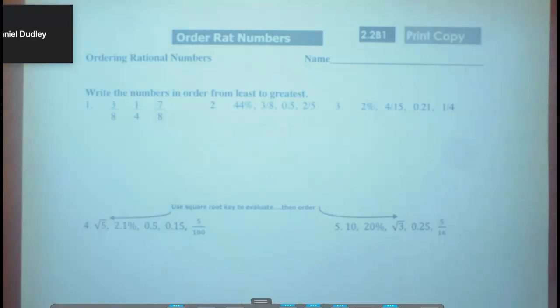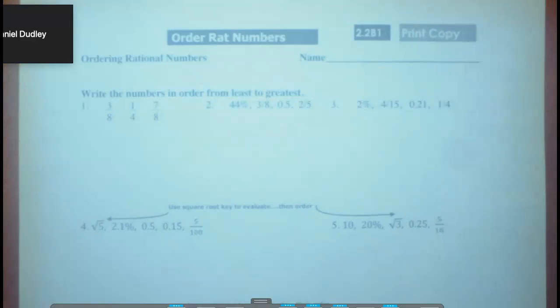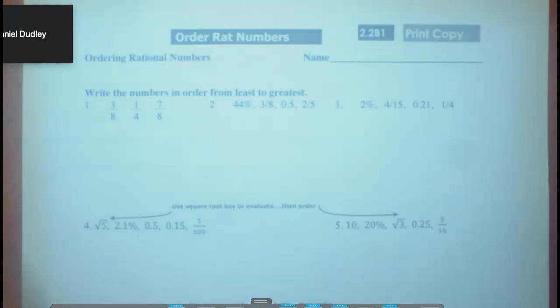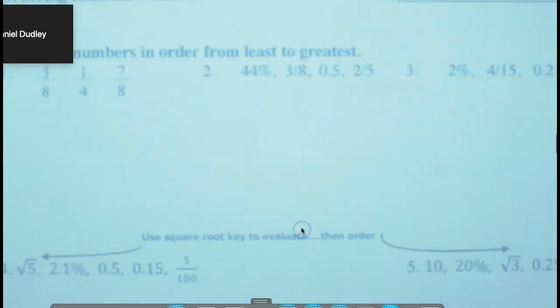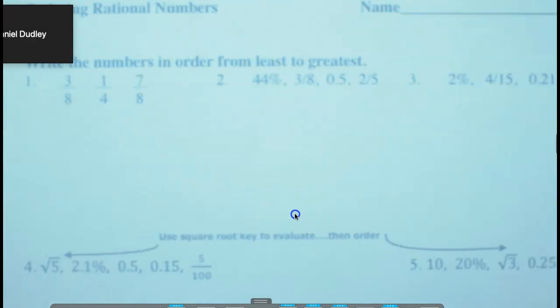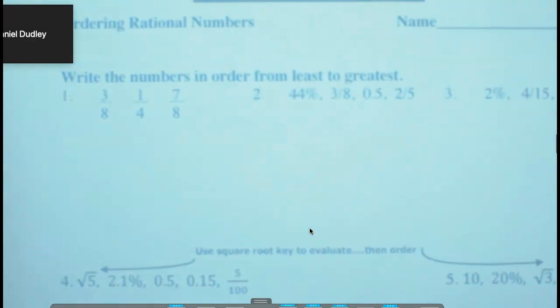Hello, this is a tutorial on 2.2b1. We're going to be ordering these rational numbers. Let's see if I can zoom this a little bit so we can see these better. All right. So we've got to put rational numbers in order from least to greatest.